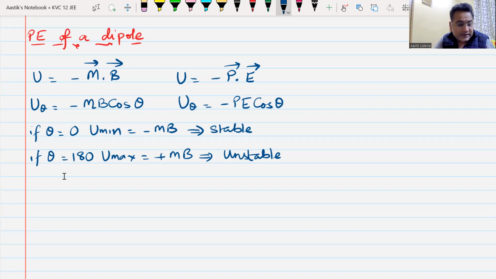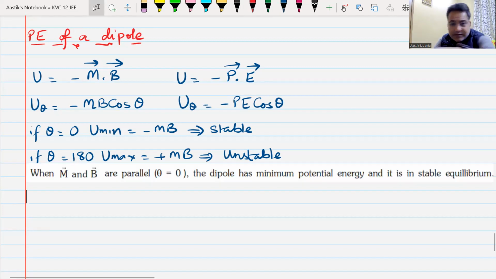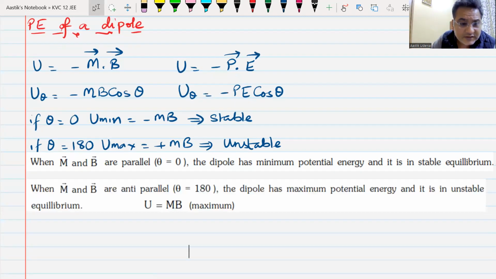So the same thing written in terms of words: potential energy minimum, stable equilibrium; potential energy maximum, unstable equilibrium, whether it is an electric dipole or a magnetic dipole. Everyone understands this? Yes or no? You have 2 minutes to show your talents.